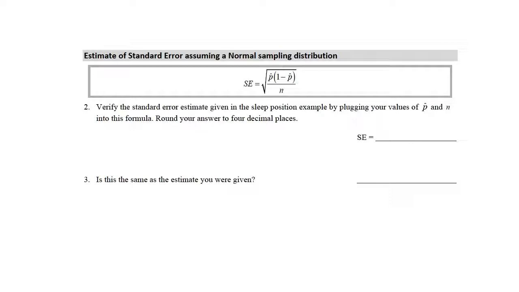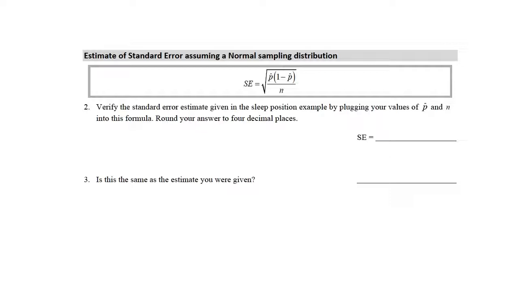Now we're going to take this one step further and introduce a formula for the standard error. One of the benefits of using theoretical distributions is that there are formulas for these things. We don't have to rely on something like a bootstrap or a randomization distribution to get us an estimate. We can just calculate it based on our sample statistics.